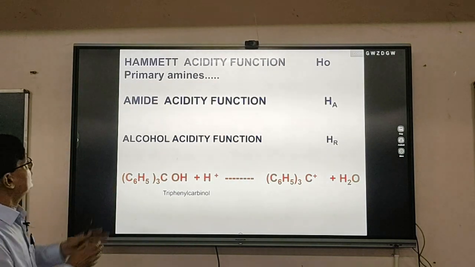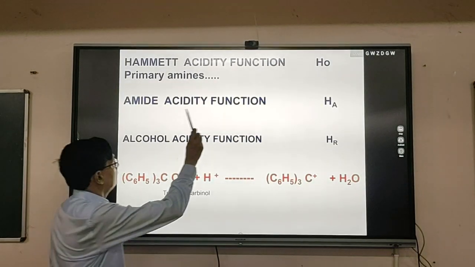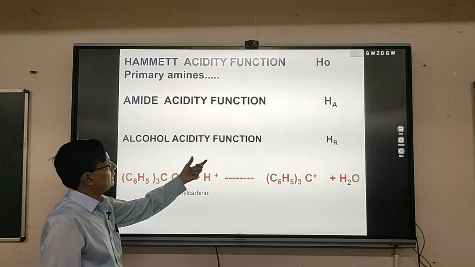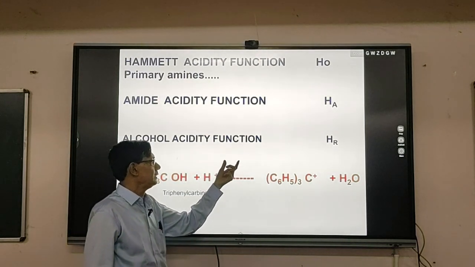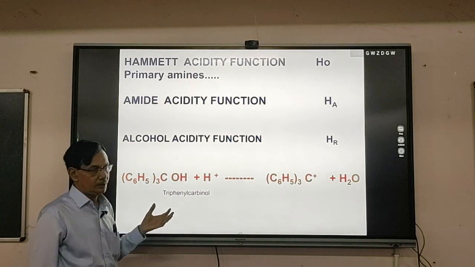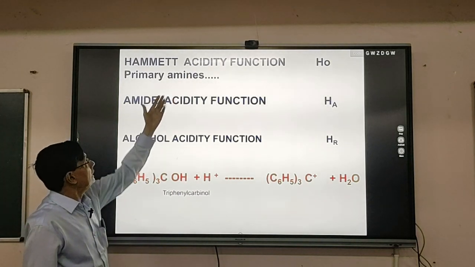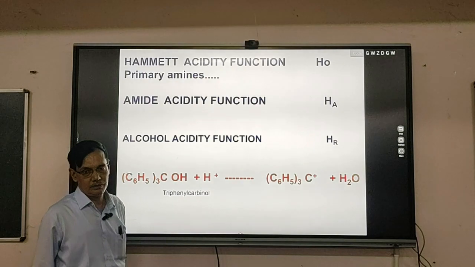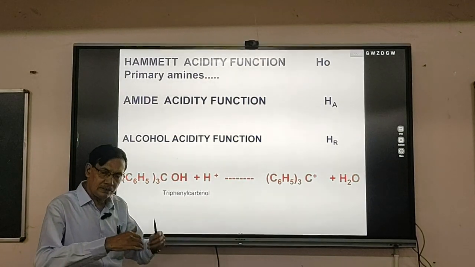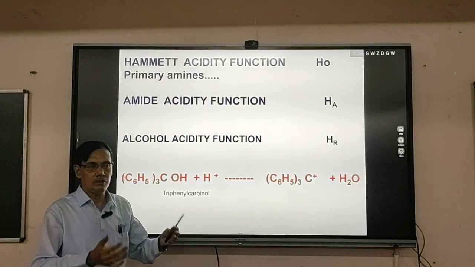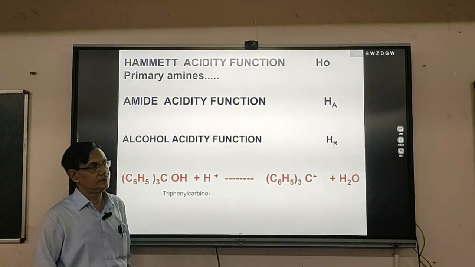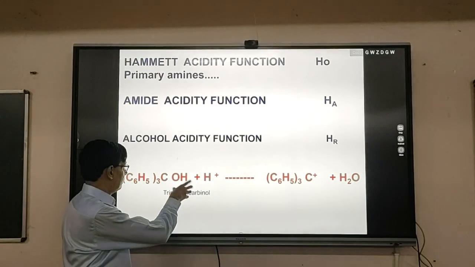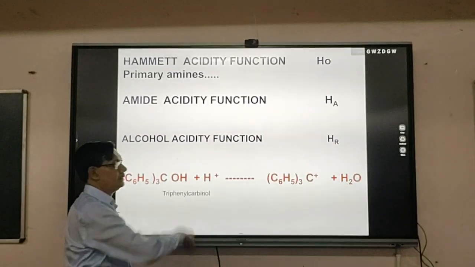Now, my today's agenda is that I will discuss the first, the Hammett acidity function, and then of course I will also discuss another example, the acidity function for alcohol. Basically, when he studied the acidity function, Hammett took a large number of primary amines, and then he used different acids like hydrochloric acid, sulfuric acid, and perchloric acid. And for the alcohol acidity function, they took some alcoholic compounds and added some acid.